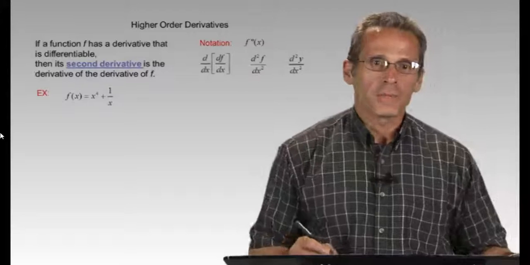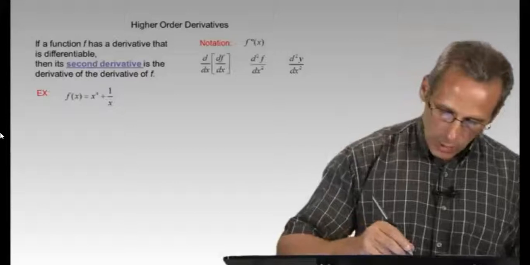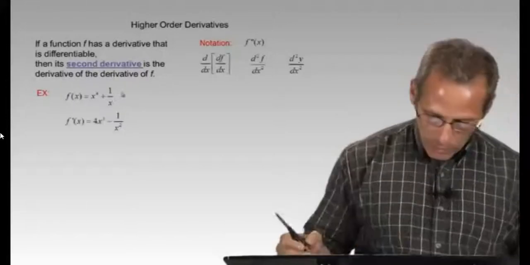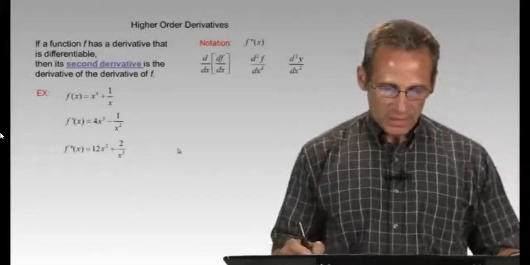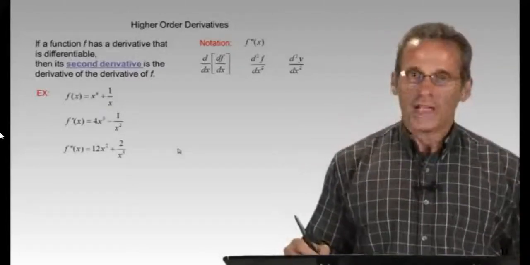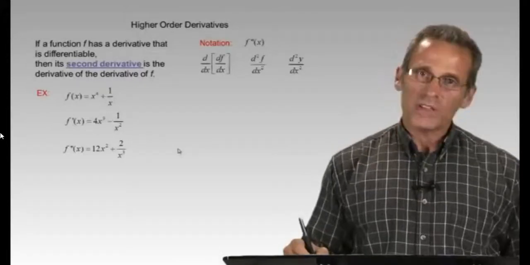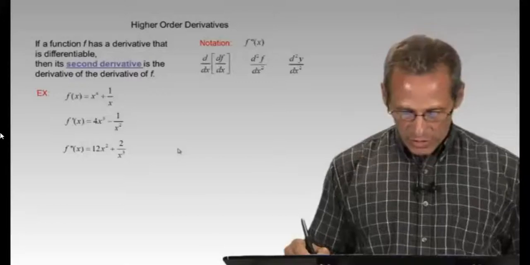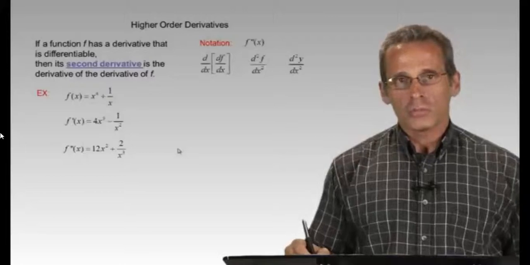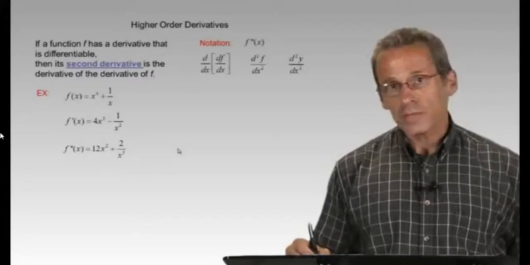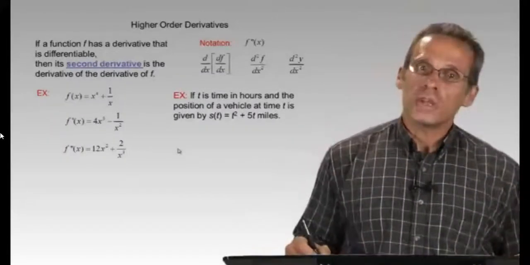Let's look at an example. f of x is equal to x to the fourth plus 1 over x. We want to take a derivative, so we will differentiate x to the fourth and get 4x cubed, and 1 over x and get negative 1 over x squared. And when we differentiate a second time, we take the derivative of 4x cubed and get 12x squared, and the derivative of negative 1 over x squared and get plus 2 over x cubed, and so on if we were going to continue differentiating.